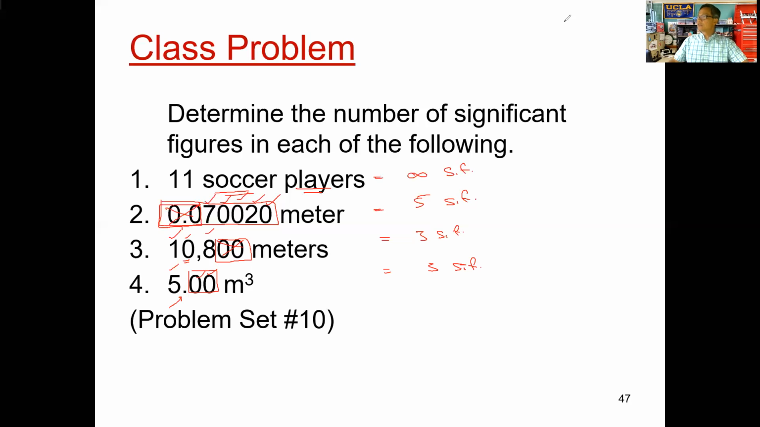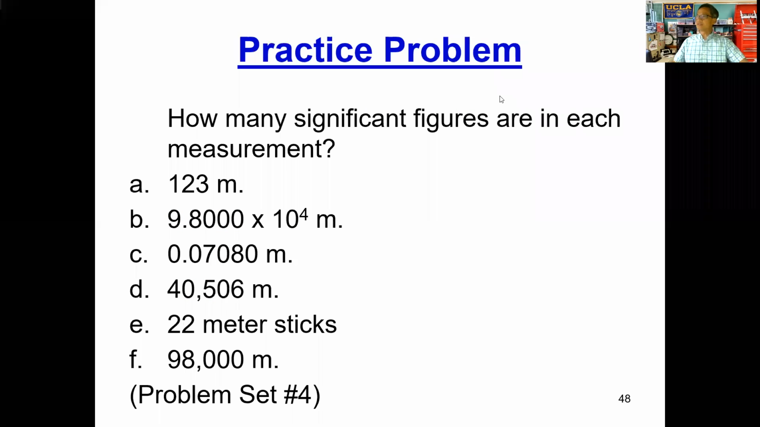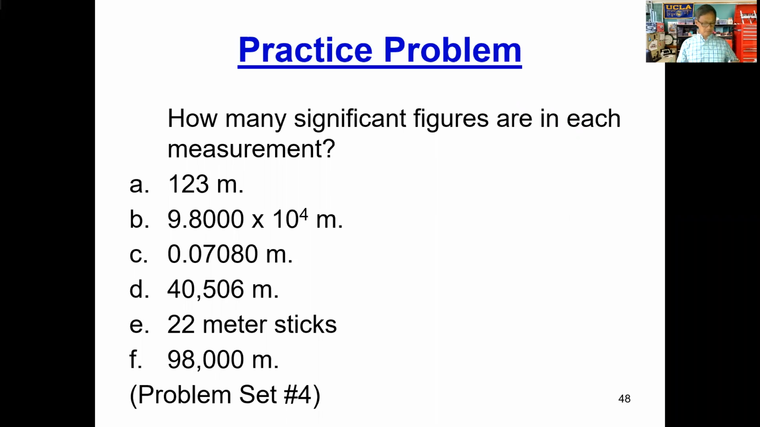Let's go ahead and do one more. Let me ask you to do number 4 here in your problem set. Take about a couple minutes to work out number 4, and then we'll work that out together. Okay, go ahead and get that done.